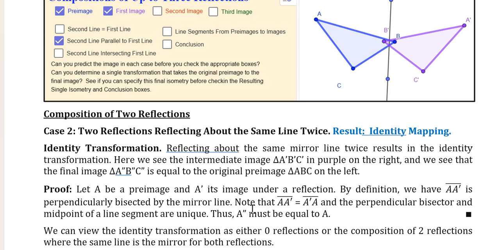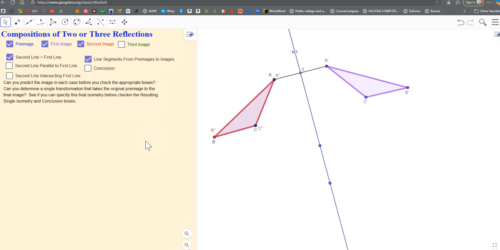So we can view an identity transformation as a composition of two reflections where the mirror line is the same for both reflections. Or if you want, just think of it as zero reflections done, and nothing's done. That's the identity transformation. Okay, so what's the next case?